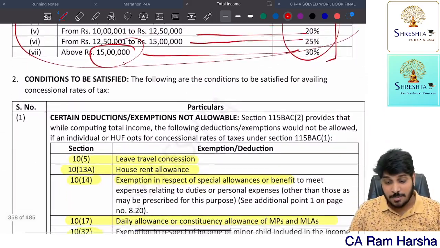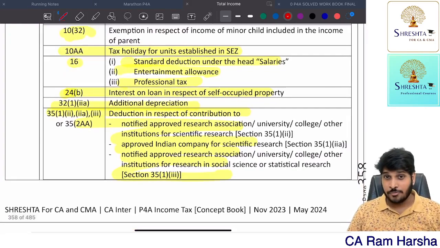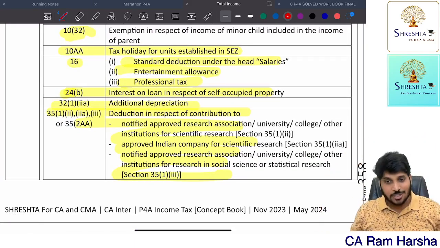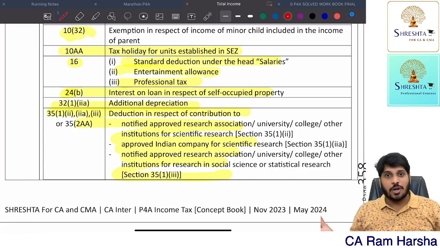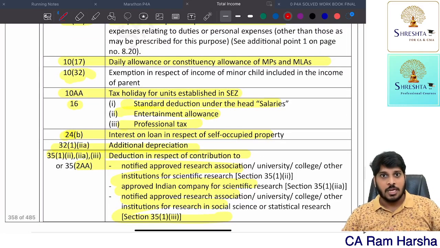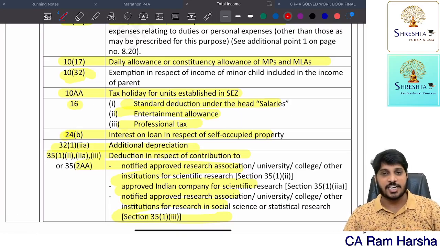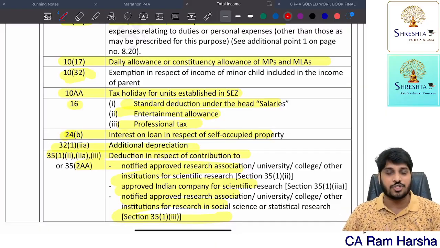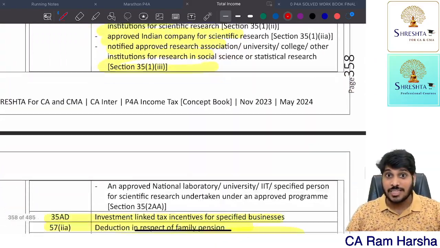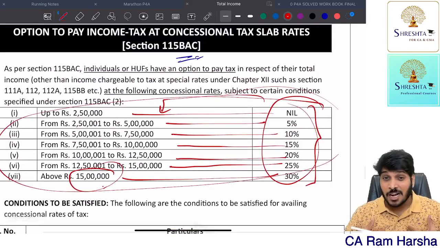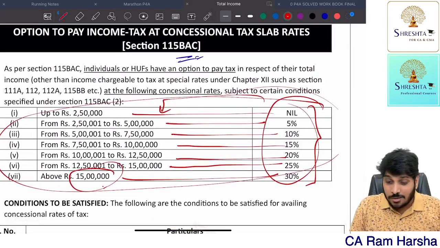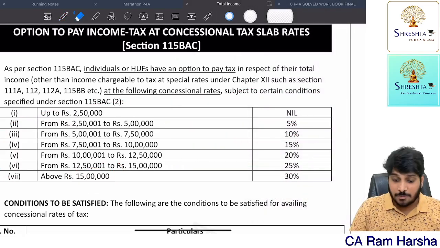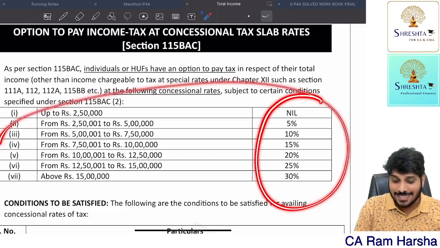Except that, the entire Chapter VI-A deduction you should not claim. If you do not claim all these benefits, your total income normally increases. Entire Chapter VI-A, you should not claim. Interest on self-occupied house property, you should not claim. Section 16 salary-related deductions, you should not claim. 35AD, you should not claim. Additional depreciation, you should not claim. 10AA benefit, you should not claim. If you are sacrificing all these benefits, then the department will give you the option to pay tax at these slab rates.